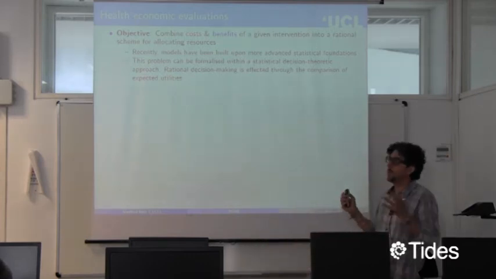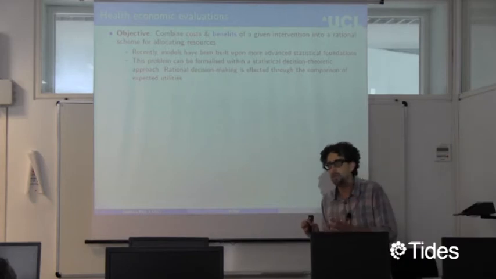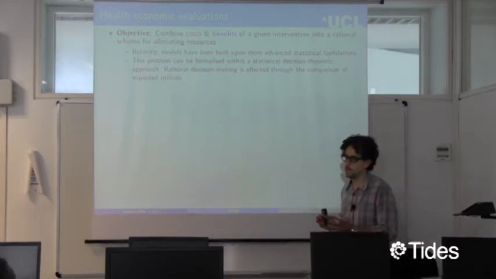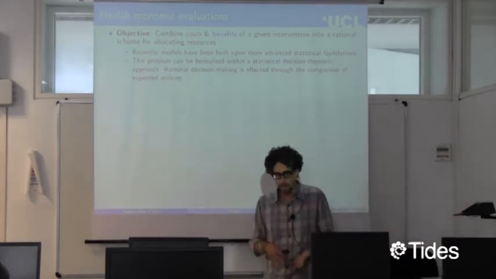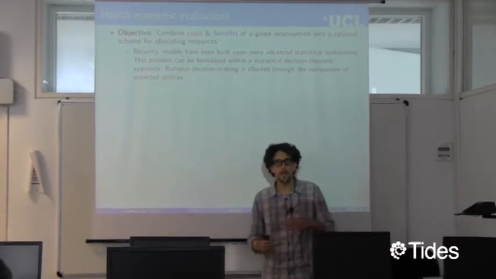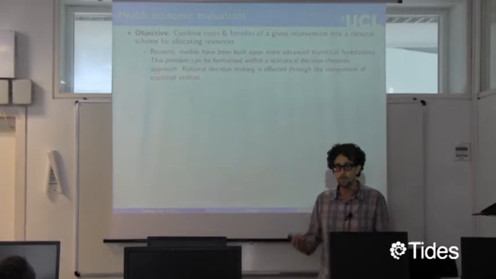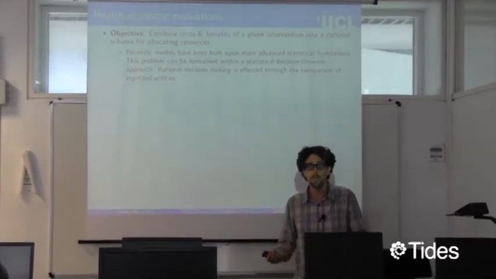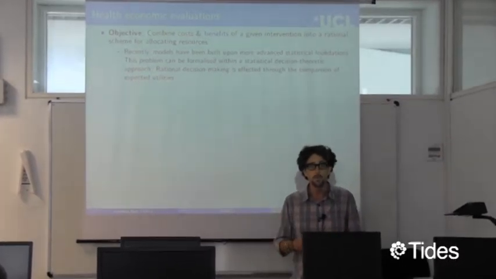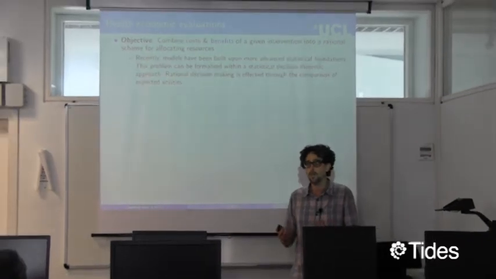We want to combine these two things so that we have a rational scheme for the allocation of scarce resources. In systems like the Spanish one, or the British, the Italian, where the central government pays for the provision of health, we do have some budget, and we have to apply this budget to the whole population. So we try and maximize the benefit that comes with the use of the resources that we have.